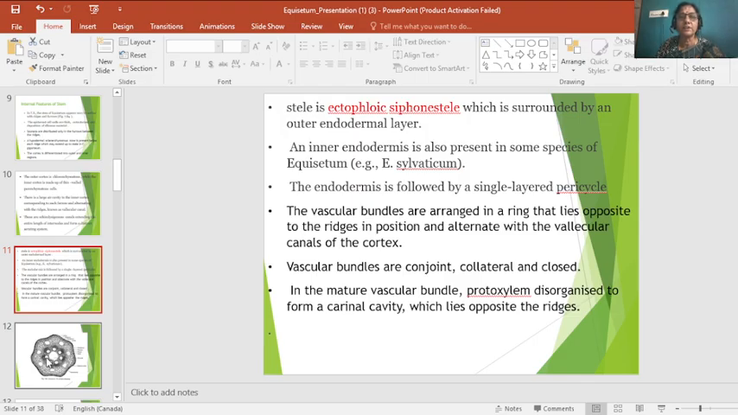The stele is ectophloic siphonostele, which is surrounded by an outer endodermal layer, and an inner endodermis is also present in some species of Equisetum. The endodermis is followed by a single layer of pericycle. Vascular bundles are arranged in a ring that lies opposite to the ridges and alternate with the vallecular canals of the cortex. Vascular bundles are conjoint, collateral, and closed. In mature vascular bundles, the protoxylem disorganizes to form the carinal cavity, which lies opposite to the ridges.